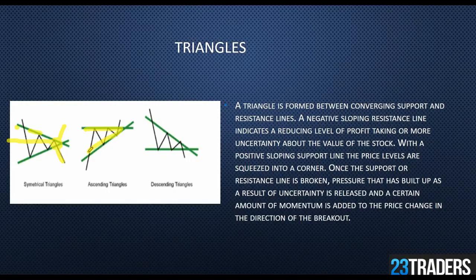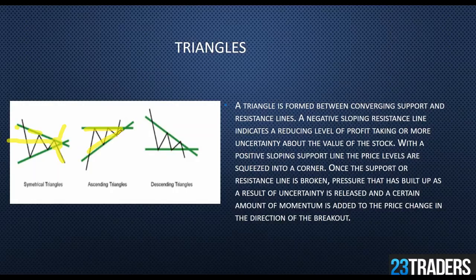So a triangle is formed between converging support and resistance lines. A negative slope resistance line indicates a reducing level of profit taking or more uncertainty about the value of a security. With a positive sloping support line, the price levels are squeezed into a corner. Once the support or resistance line is broken, pressure that is built up as a result of uncertainty is released, and a certain amount of momentum is added to the price change in the direction of the breakout.